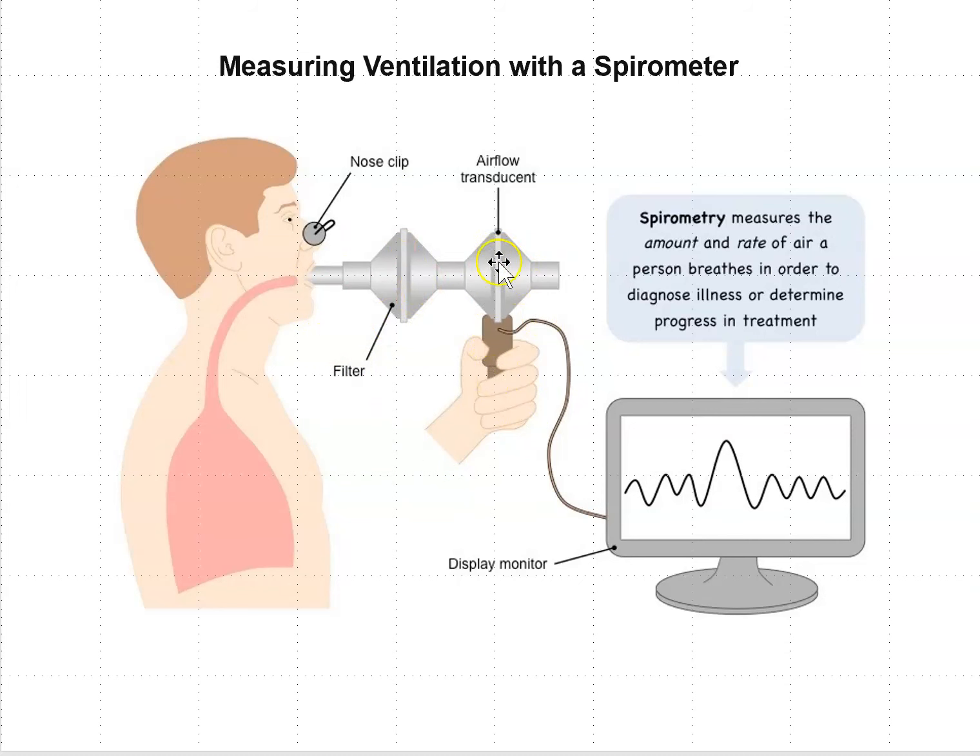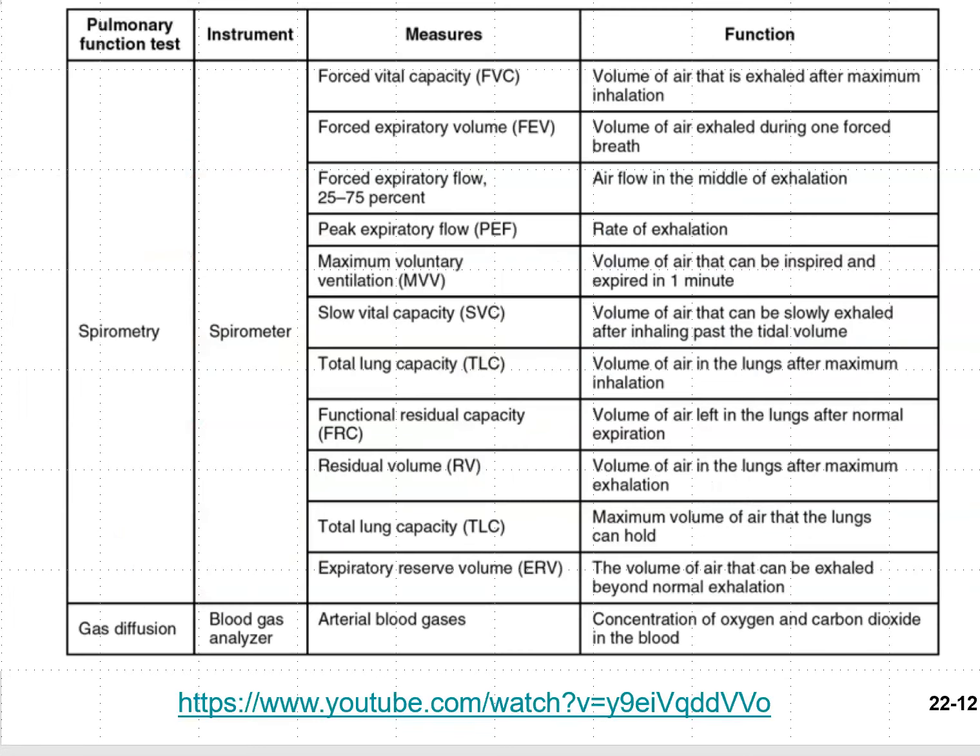But this is a spirometer which is used in the hospital. The spirometer is connected to a display which gives us a graph of the change in different volumes we breathe in and breathe out. So the spirometer gives us various measures, all of which are listed over here. Some of the important terminologies that we look for are the tidal volume. Tidal volume is the total volume of air inhaled or exhaled in a person.